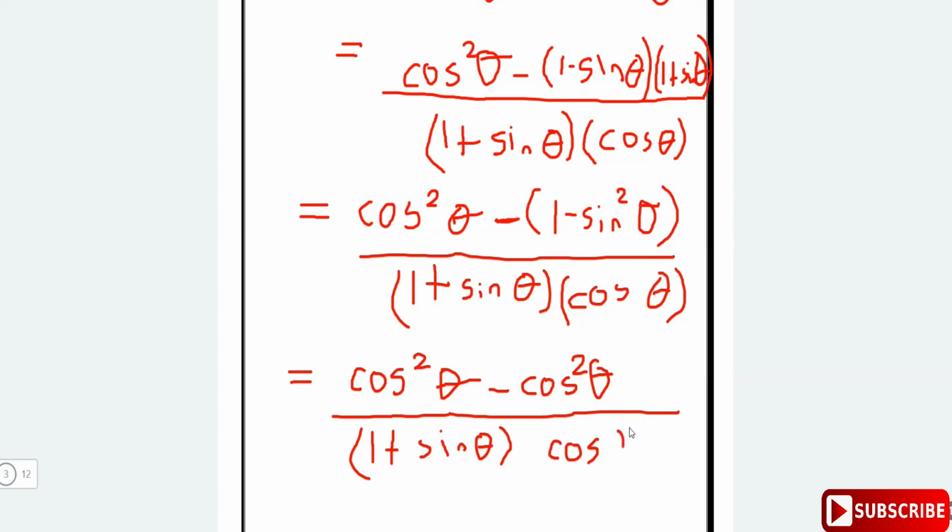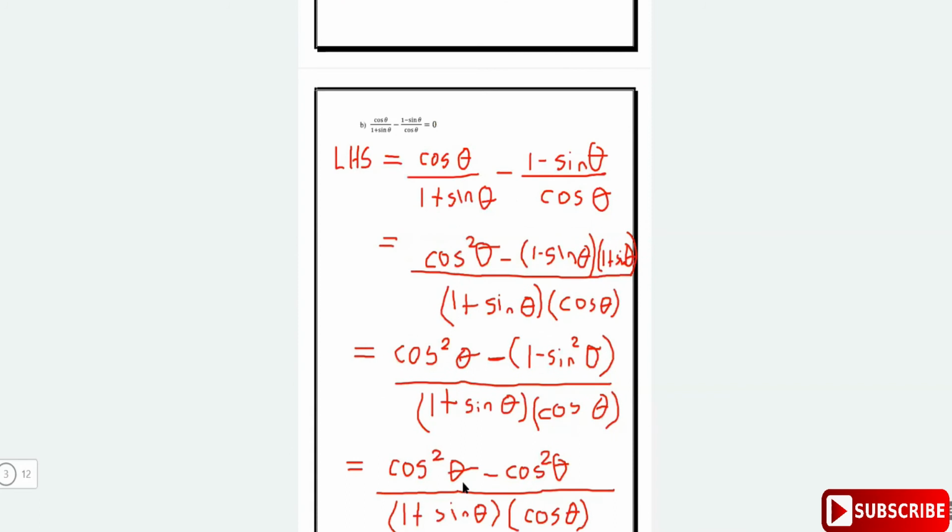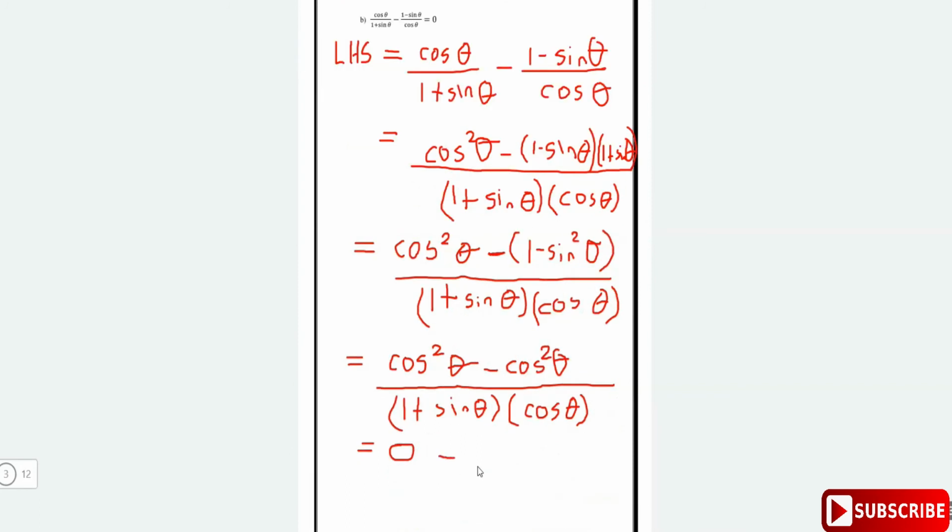That is what we get. Now cos square theta minus cos square theta is 0. That works out to be 0, because once the numerator is 0, then the whole thing is 0. So that's how we just get 0. So this is how we prove this question. Nice and easy, soft. This is equal to our right-hand side.